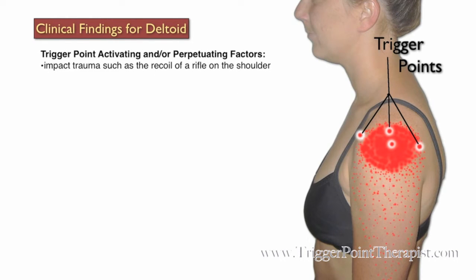Some activating factors for trigger points in the deltoid include impact trauma, such as the recoil of a rifle on the shoulder, deep sea fishing, holding a power tool at shoulder height, and intramuscular injection as with a booster shot or flu shot.